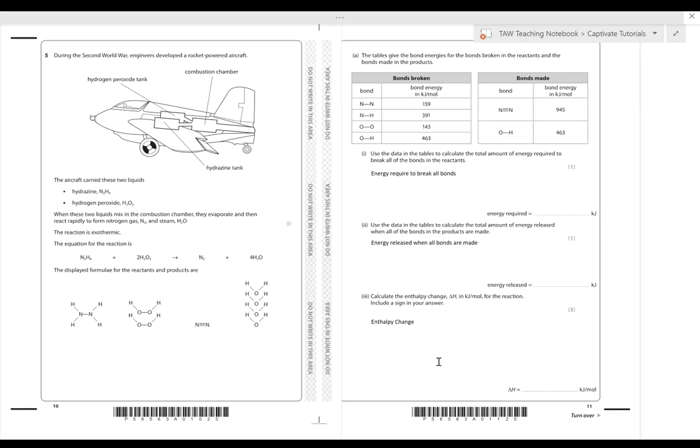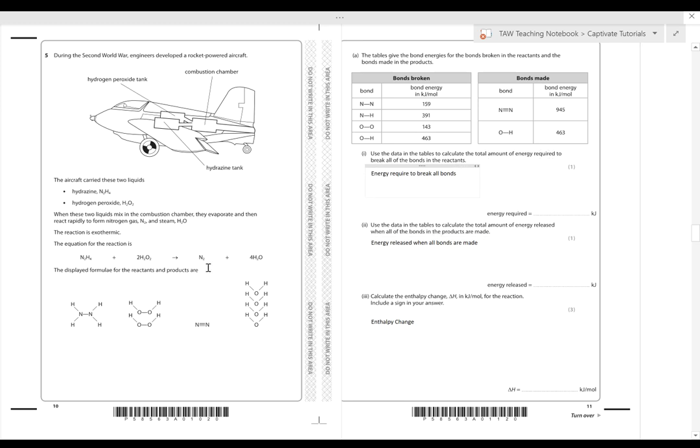Question 5 starts with a bond energy calculation. So we've got a reaction here, and we need to use this reaction and these values up here to do these next three questions. So the first question asks us to use the data in the tables to calculate the total amount of energy required to break all the bonds in the reactants.